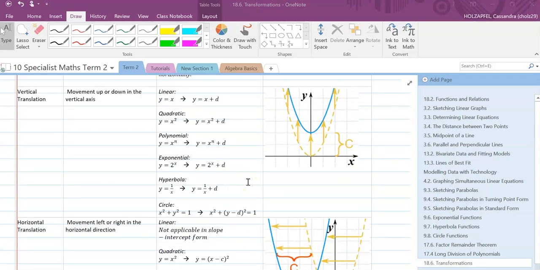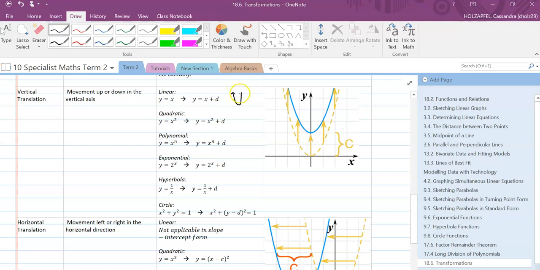The last two types of transformations that we have are the translations, so the horizontal and the vertical translation. And again, there are some key features, and this is common to all graphs, and that's the addition of this factor d on the end, because this factor d is really just shifting these graphs up or down.